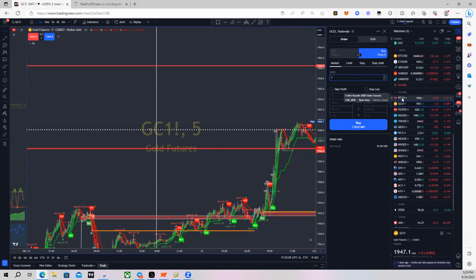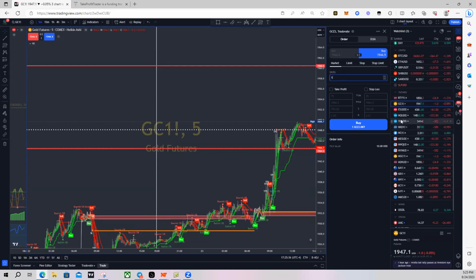So RTY is Russell 2000. GC1 is gold, ESU is S&P 500, NQU is NASDAQ 100, YMU is US 30, NKD is the Nikkei 225, NG1 is natural gas, and then from there, these are all your minis. Your minis are the standard contract.